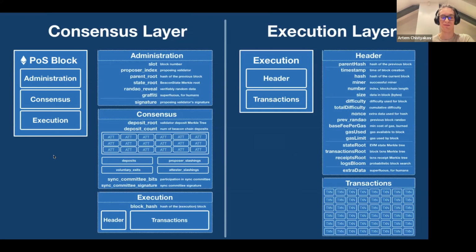And this state is global. It is shared by every node, and this state can only be updated by the transactions that are placed in the block when the block gets accepted.